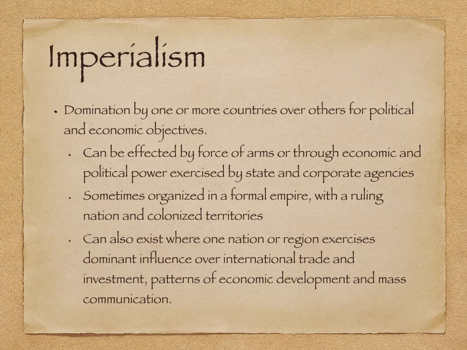It can also exist where one nation or region exercises dominant influence over international trade and investment, patterns of economic development, and mass communication. So going back to this idea of imperialism, we know that, in terms of a nation-state having political power over another, we've talked historically about England having power over the United States. We can think about more contemporary examples in which the United States is the imperial power. For example, we can look at the United States in relationship to the Philippines, which we've talked about previously in terms of some of the readings for this class.